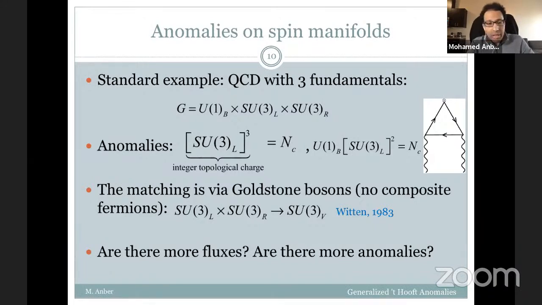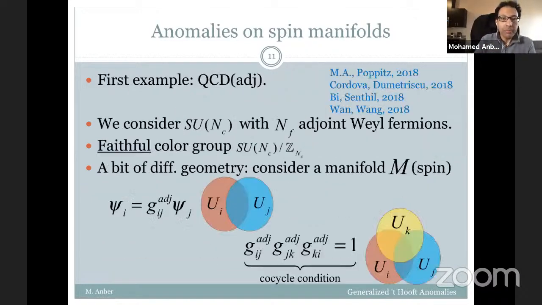But the question is, are there more fluxes we can turn on in this theory? And are there more anomalies? So these are the kind of questions I am trying to answer in this talk.